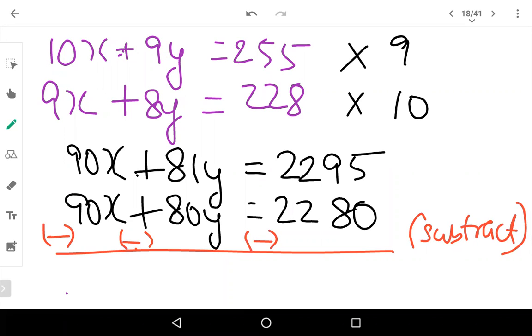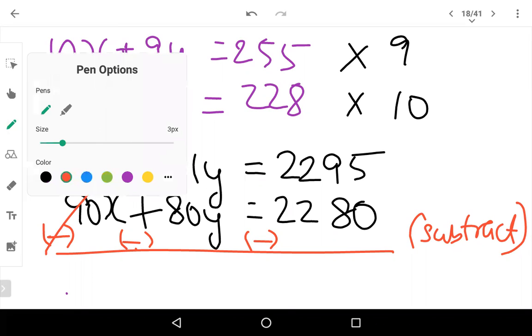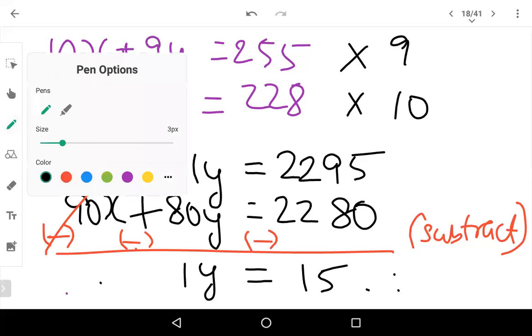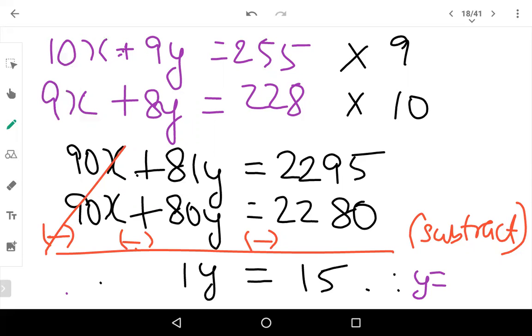Now here I can cancel plus 90x minus 90x, and when it comes to the y, I have 81y minus 80y, so I get 1y is equal to 2295 minus 2280, I get 15 as the answer. So therefore what will be the value of y? y is equal to 15. We directly get the answer here. Okay, now did you all understand until that y is equal to 15?